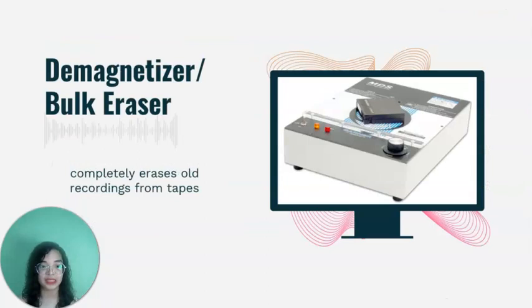Next, we have here the demagnetizer or the bulk eraser. So the demagnetizer or the bulk eraser, from its name itself, is used to completely erase old recordings from tapes. It is a device that uses electromagnetic energy to erase all the data from magnetic discs and tapes. So using a bulk eraser, you can erase files in bulk. You don't have to erase them manually.